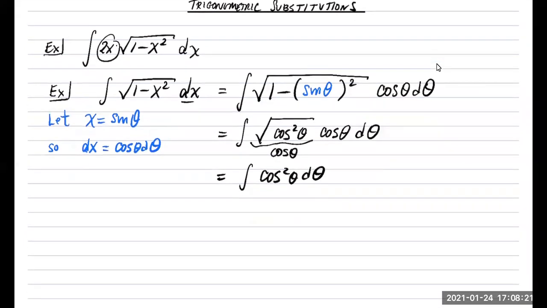And now we can evaluate this. We see that the cosine has an even power, so we use the half angle identity.